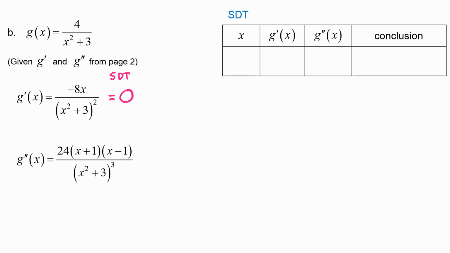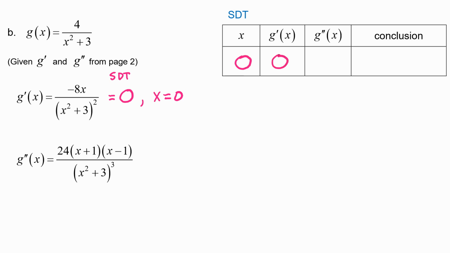Now, a rational expression will equal 0 when its numerator is 0 and its denominator is not 0. Well, in this case, our denominator will never be 0 because we have x squared, which is greater than or equal to 0, plus 3. So this denominator is always positive. We don't have to worry about it equaling 0 ever. Then the only place g prime will be 0 is when x is equal to 0. So that's the x value where we will do our analysis.